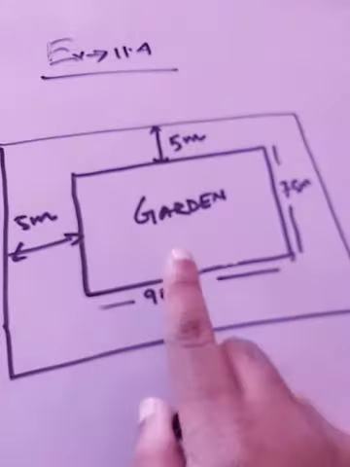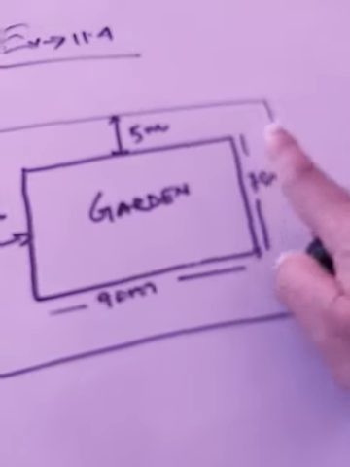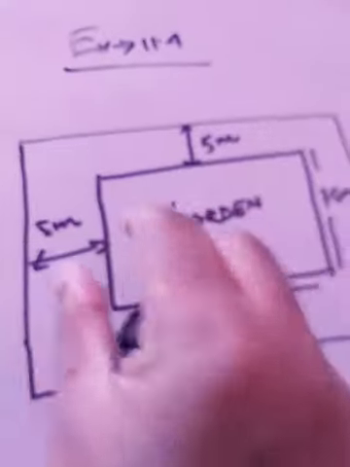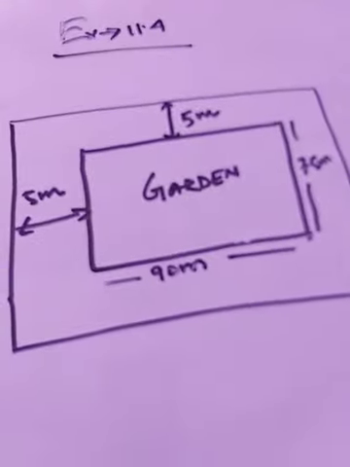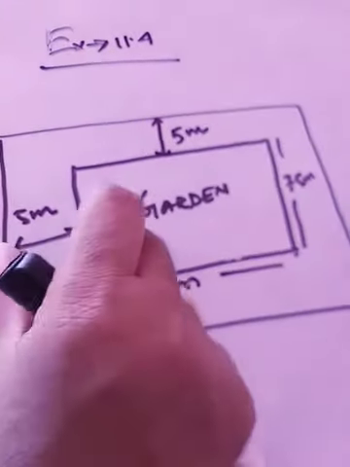Now what is the first question they have asked? The dimensions of the garden are given, that is, the length of the garden is 90 meter and the breadth is 75 meter, and the width of the path is also given. So the first question they have asked is, what would be the area of this path? So how to get it? How to get the area of this path?